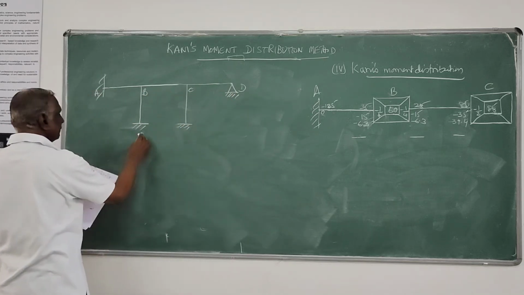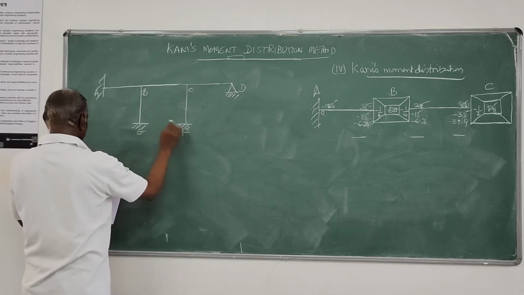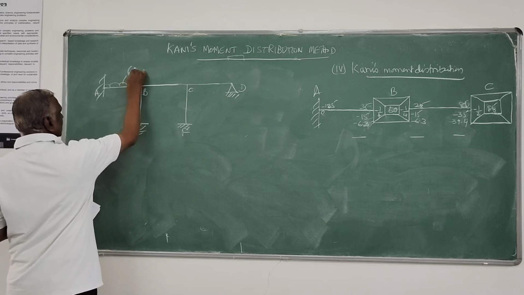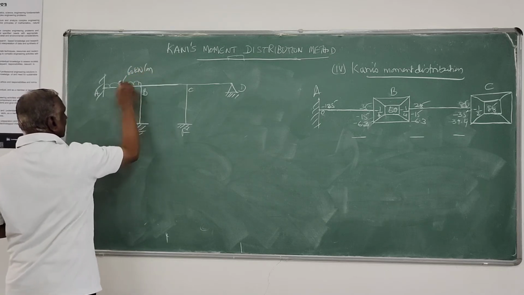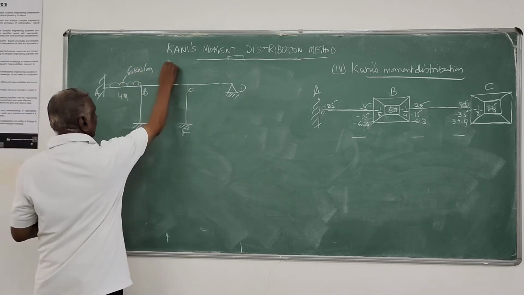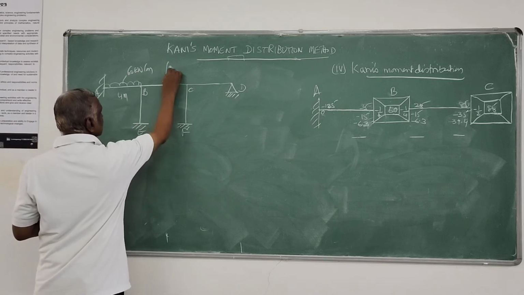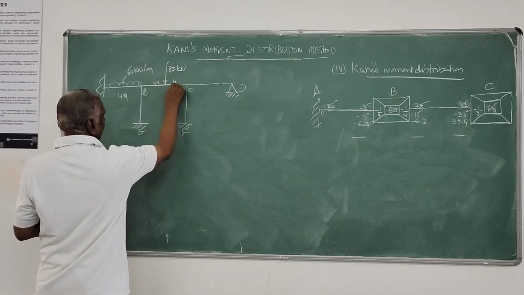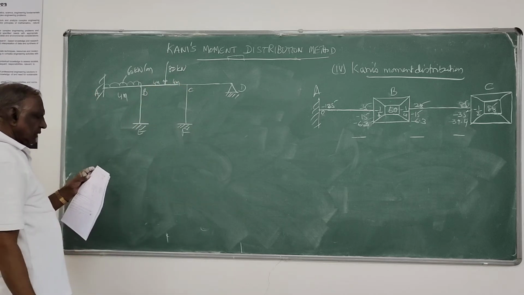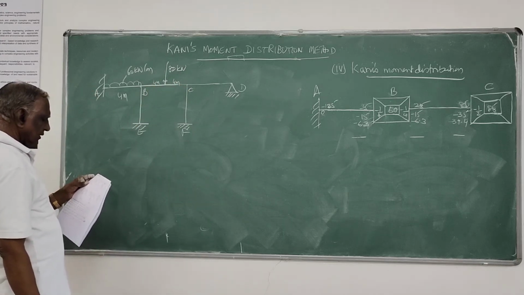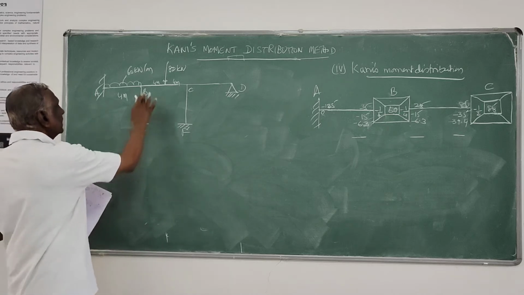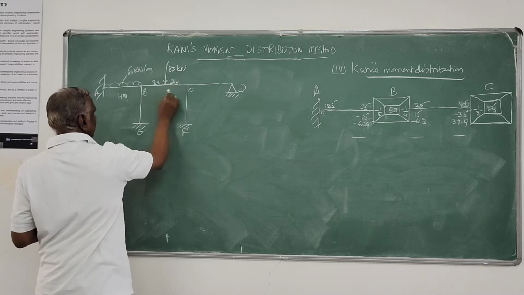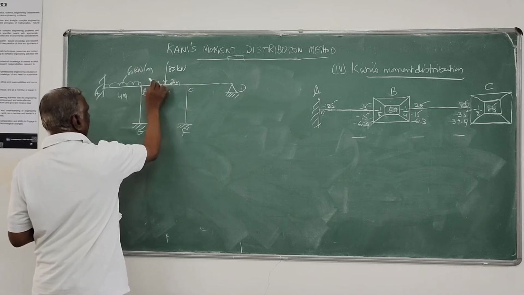A, B, C, D, E, F. So I will take UDL 60 kilonewton per meter, 4 meters. I will take a concentrated load at the center, 80 kilonewtons, 4 meters, 4 meters. Or should we take 2 meters, 2 meters? Okay, that is better. 2 meters, and this is also 4 meters.